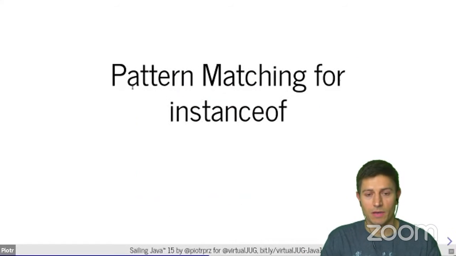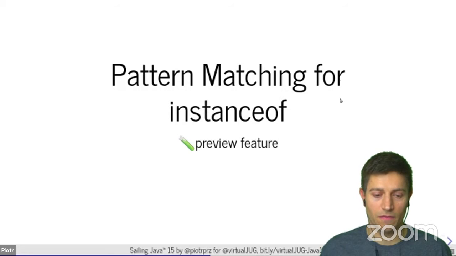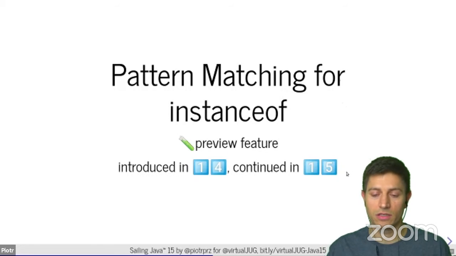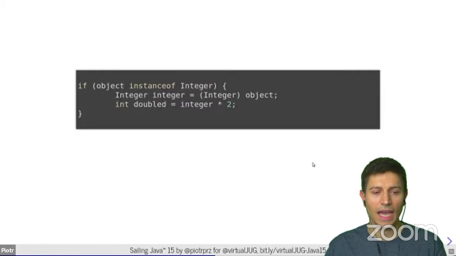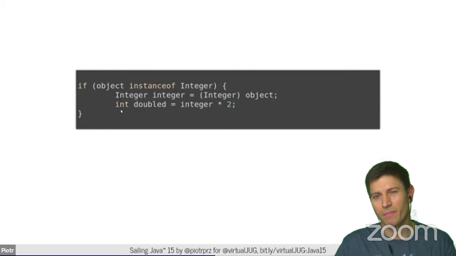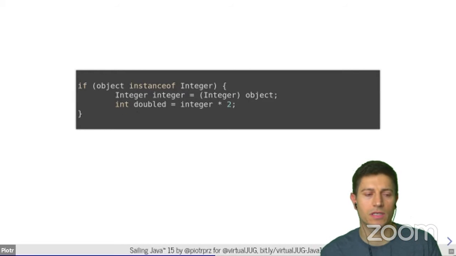So let's talk about pattern matching for instanceof. It's still a preview feature. It was introduced in 14. It's continued in Java 15. And it's about this code, right? In this piece of code, the compiler behaves like a maniac, I would say.